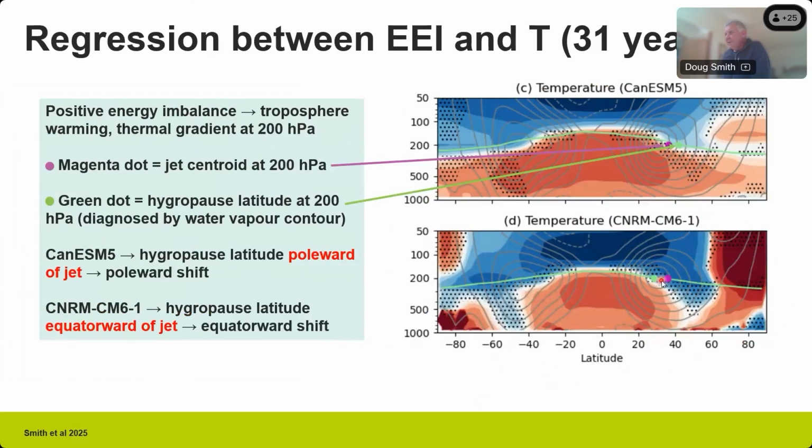It's essentially the difference between the green blob and the purple blob. So we're defining the hydropause now as differentiating between the troposphere and the stratosphere in terms of water vapor.